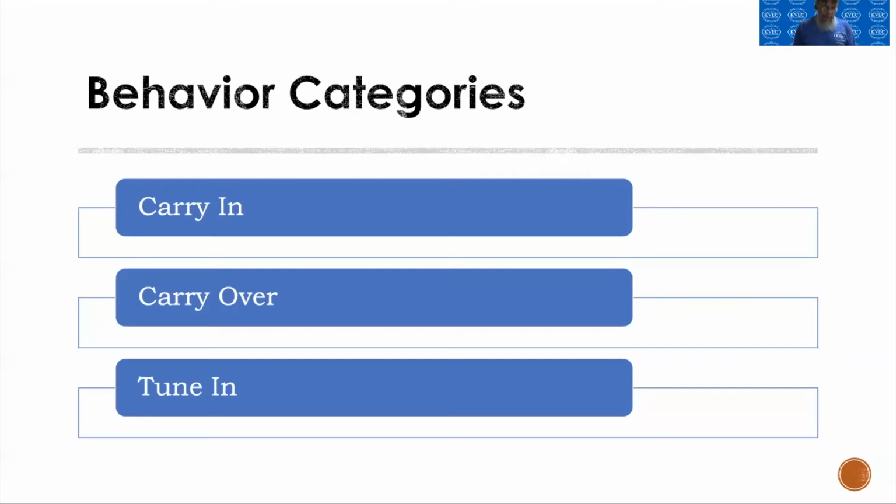Tune-in behaviors are those things that remind students of past traumatic experiences. Some of the things that could cause tune-in behaviors could be a sound, the smell of the perfume or cologne that you wear, or the lighting. It could be a color that you have on.